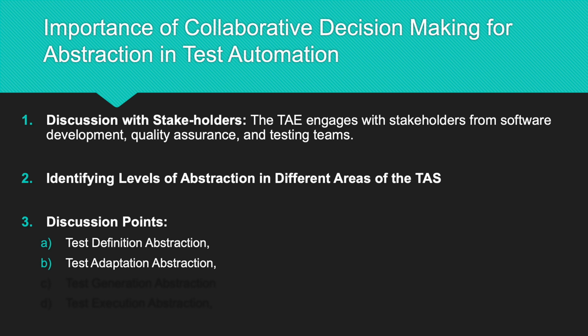This abstraction simplifies test script maintenance and enhances readability. Continuing with the e-commerce website example, we can leverage test generation abstraction by using a model-based testing approach. Instead of manually writing test cases, we create abstract models of the website functionality using tools like UML diagrams or domain-specific languages. These models serve as blueprints for automatically generating test cases.